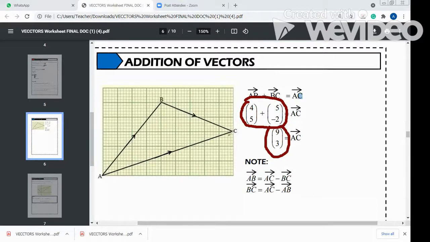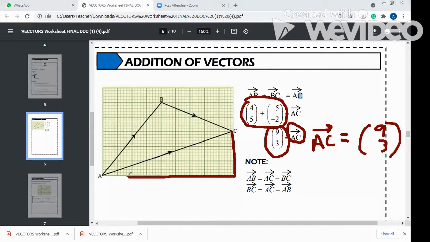And if you literally check AC, because what they're telling you is that the vector AC, according to the triangular law, would be 9, 3. So let me check it. This is a triangle, true? We're going to go 9 units to the right, if you count those, you'll get 9. And then we're going to go 3 units up.